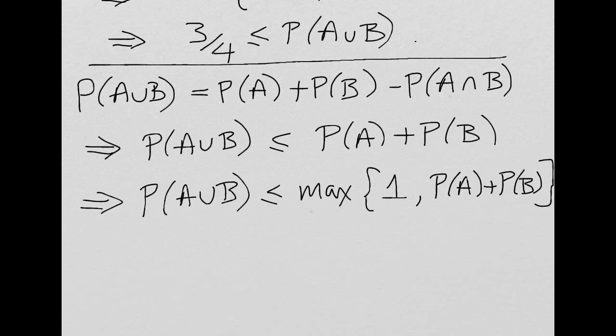In this case, the probability of A is a half, the probability of B is 3/4, so add them together and you get 1 1/4. So in this case, we have that the probability of A union B is less than or equal to 1. In other situations, of course, it may well be that this number is less than 1, in which case we would simply have the upper bound that the probability of A union B is less than or equal to the sum of the individual probabilities.